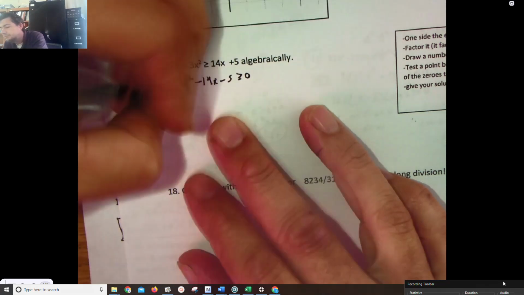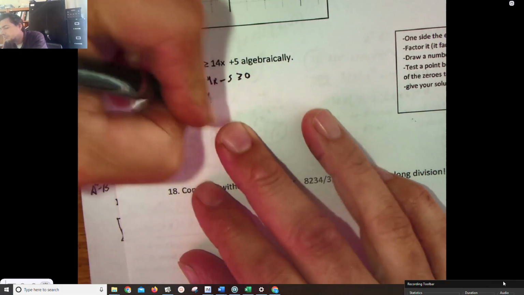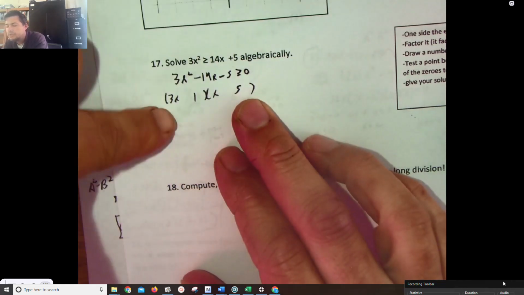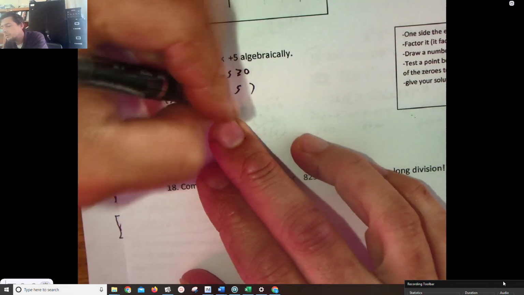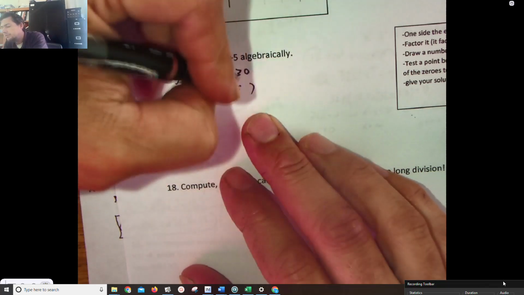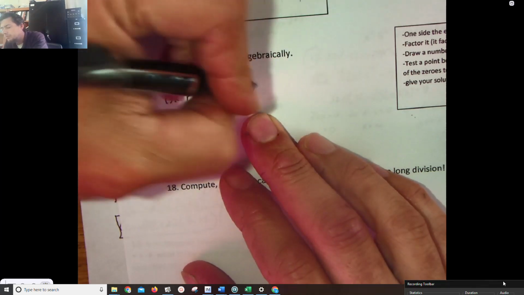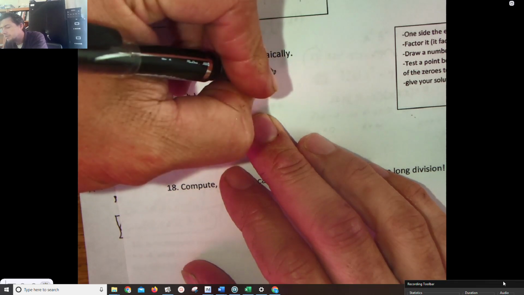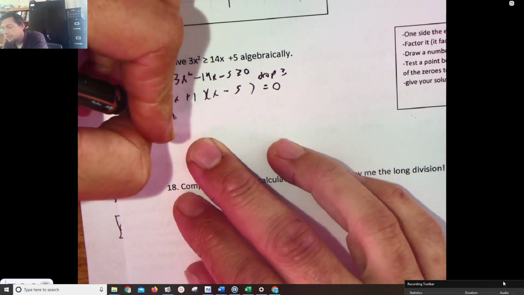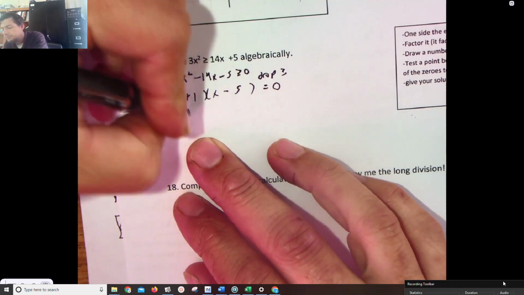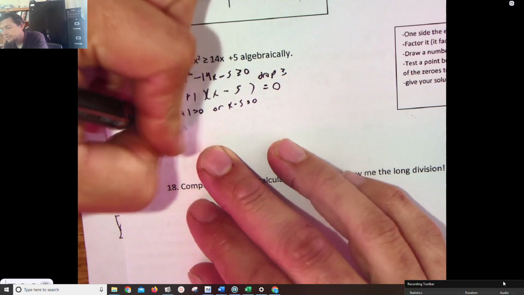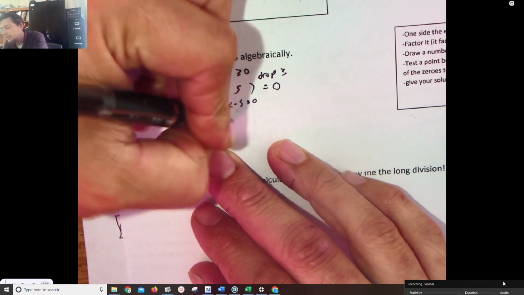We're going to factor. Probably a 5 and a 1. Outside makes 15, inside makes 1. Minus 15 plus 1 is negative 14. And for the time being, I'm going to drop the inequality. I'm just going to make it equal. And I'm going to use the zero product property. So x is negative 1/3 or x is 5.